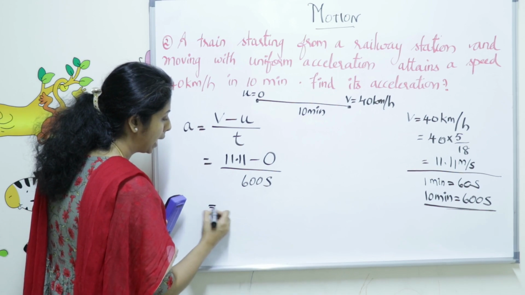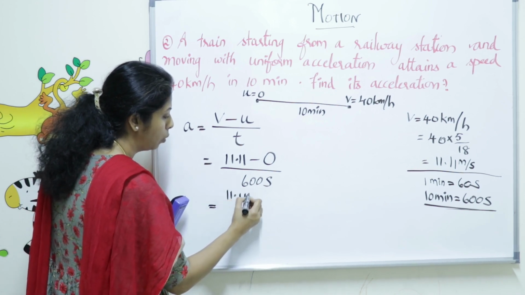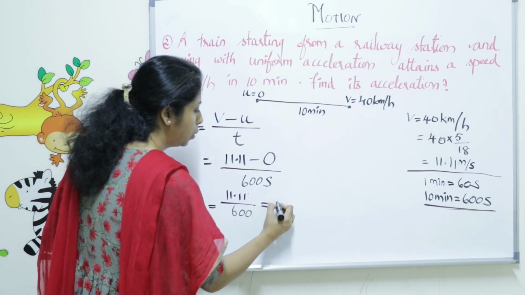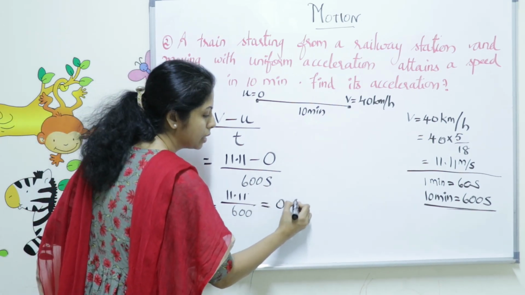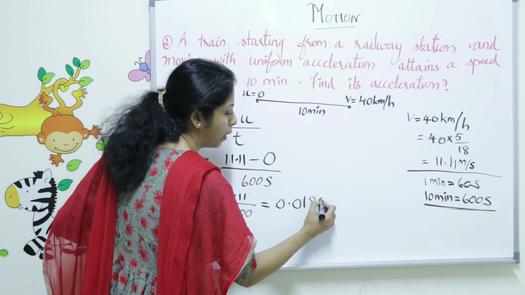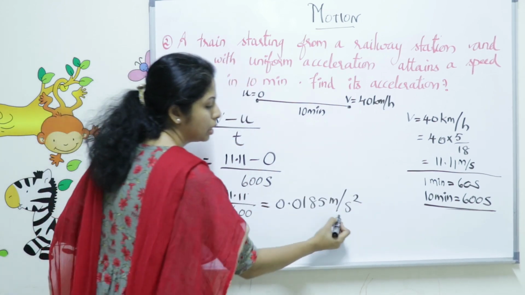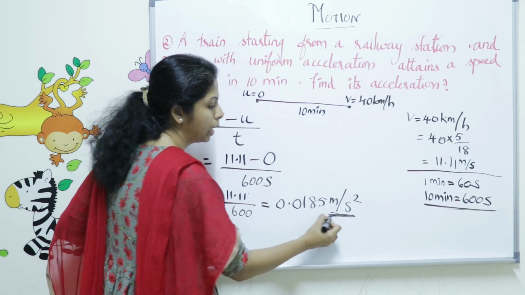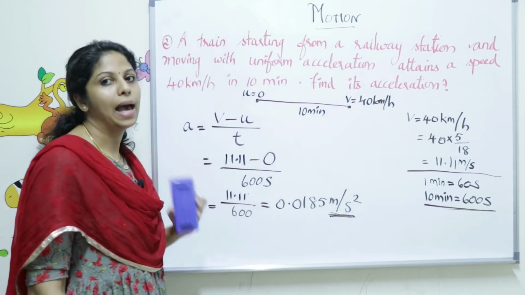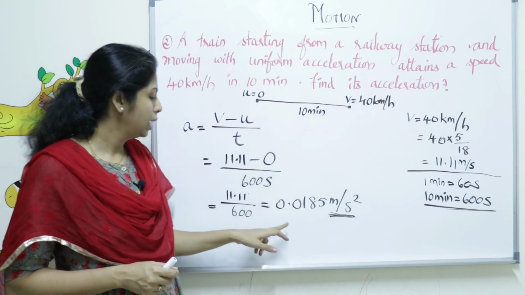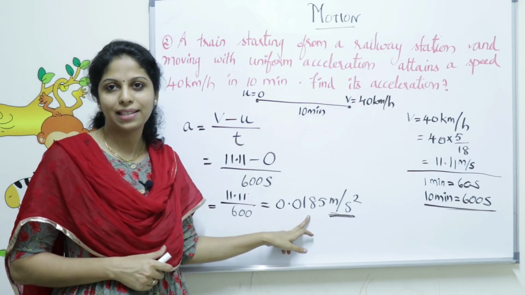Therefore, you will get 11.11 by 600, which is equal to 0.0185 meter per second square. Remember this, meter per second square, the SI unit of acceleration. So, as per the question, they have asked us to find the acceleration and we have got the acceleration.